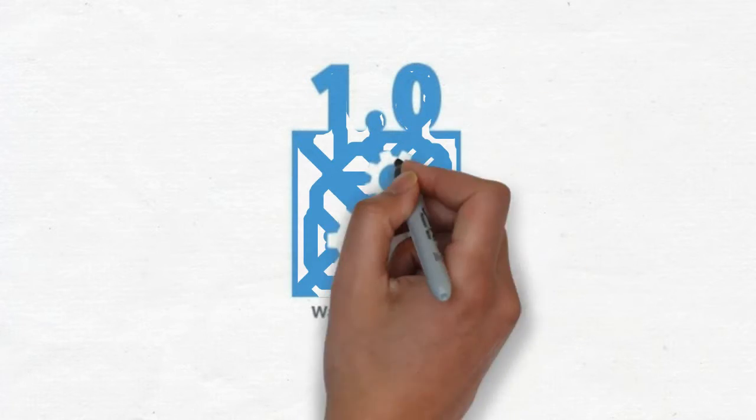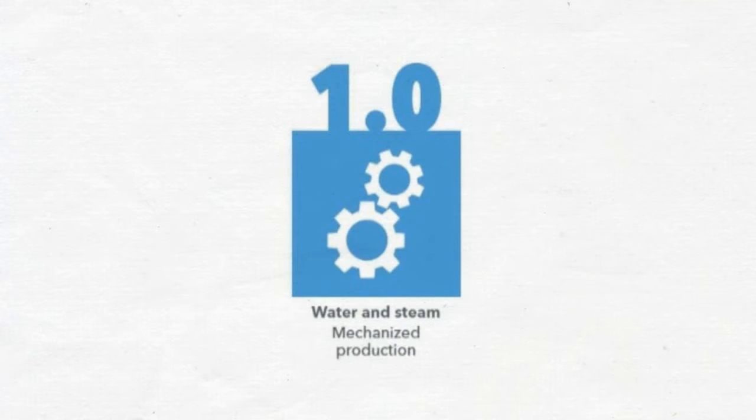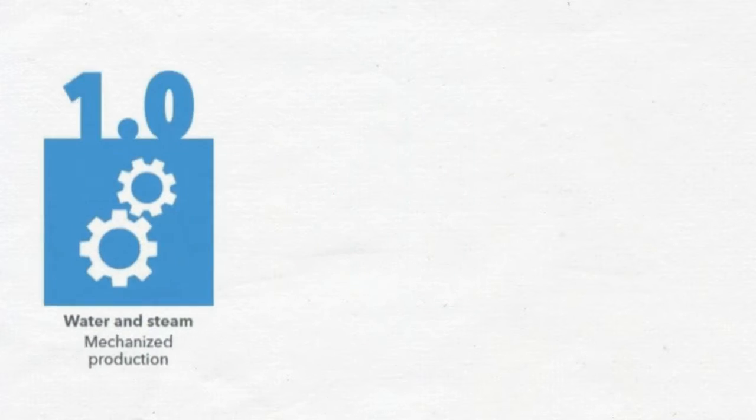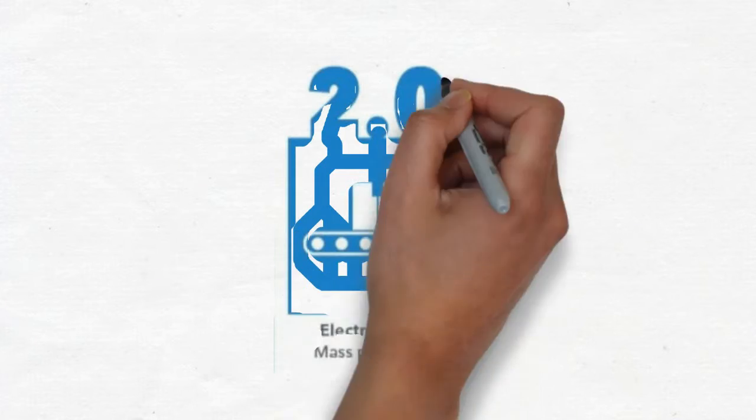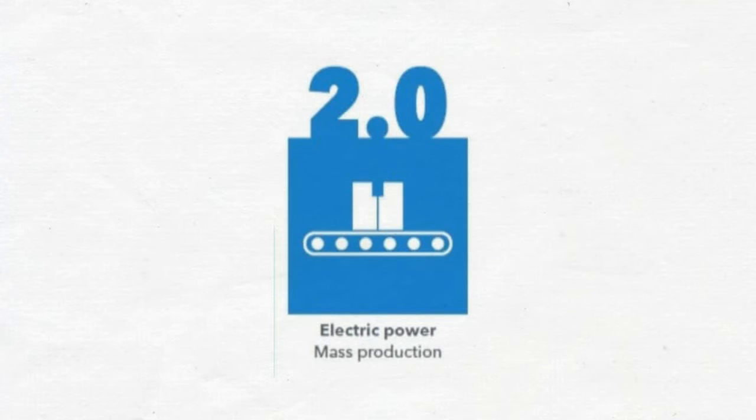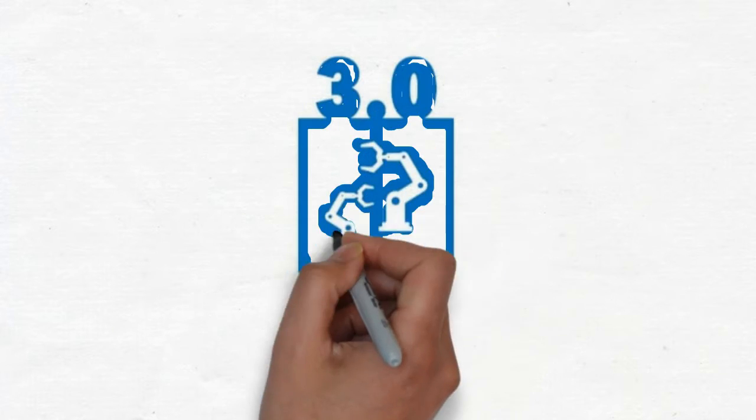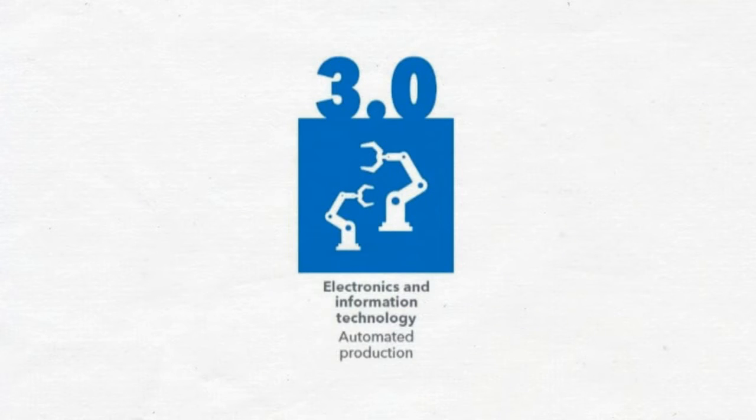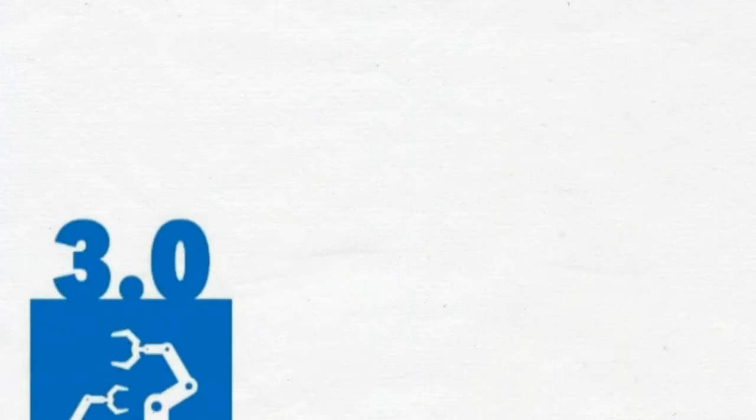IR 1.0 began in 1800 with using mechanization, steam power, and water power to mechanize production. IR 2.0 began in the beginning of the 20th century and used electric power to create mass production. IR 3.0 started in the last decades of the 20th century and used electronics and information technology to automate manufacturing production.